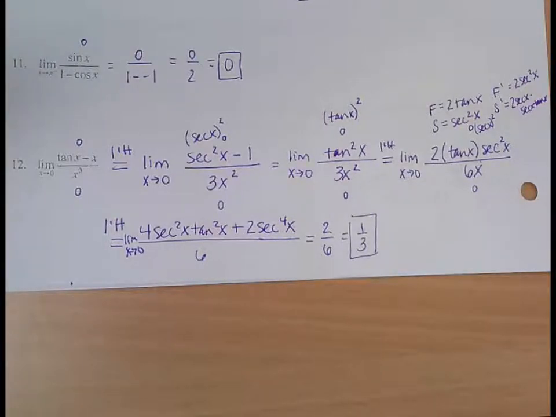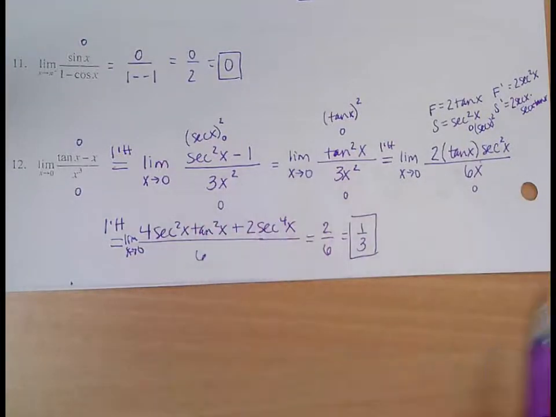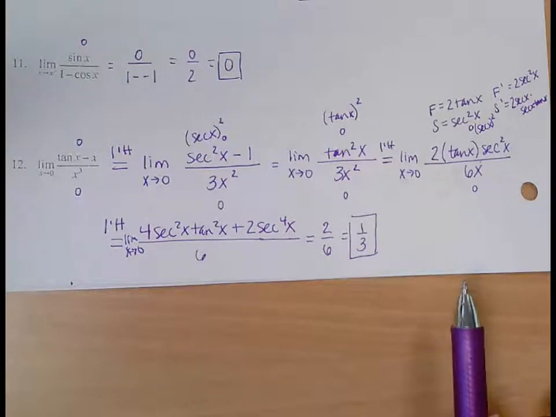All right, so right now, there are other indeterminate forms other than 0 over 0 and infinity over infinity, but are there questions? I realize this was a long process. Are there questions on it, though?